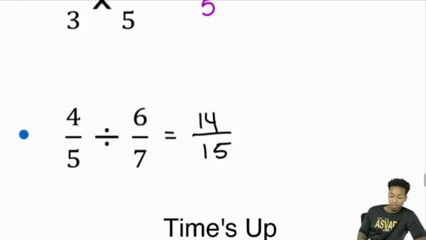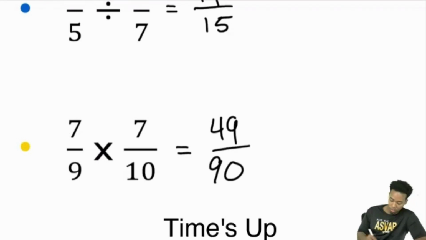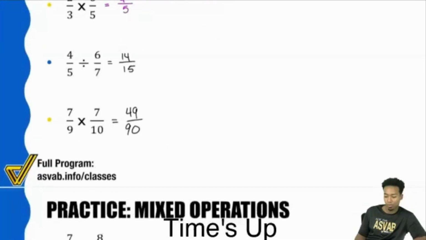All right. Lastly, we have 7/9 times 7/10. That's going to be 49/90. We are done. Nothing to simplify, so you can go straight through it and you're set.